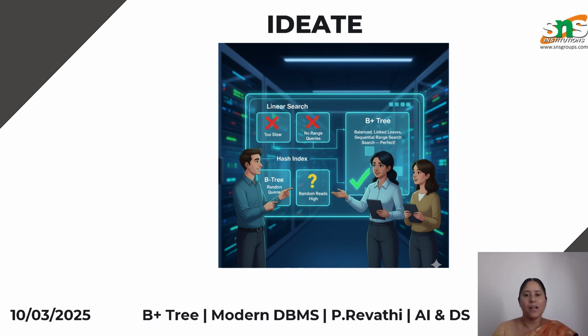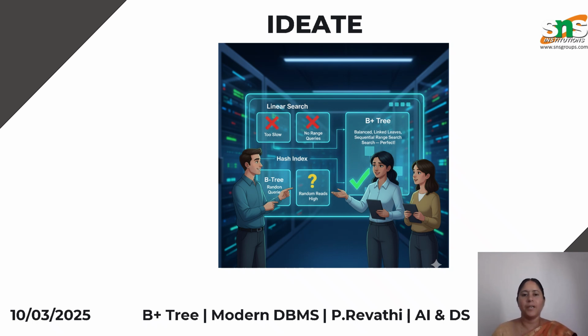Then comes hashing. Hash tables give instant access for exact matches like finding a book by its unique ISBN number. But they fail when we need range queries like finding all books priced between 300 and 600 rupees. Hashing breaks the sequence of data, so range searches are inefficient.